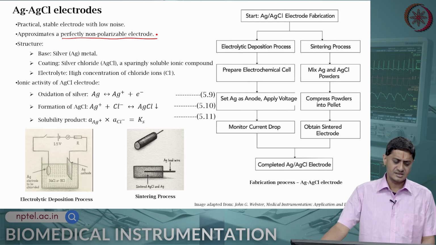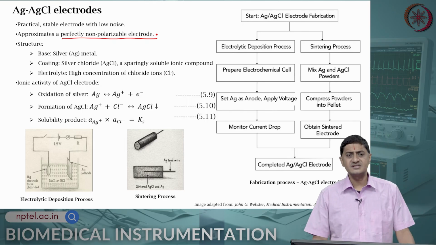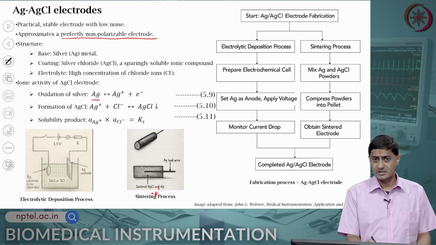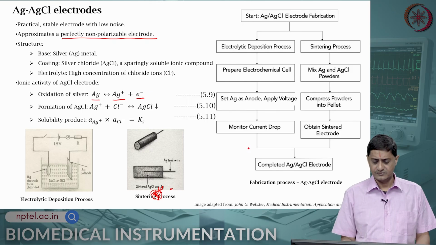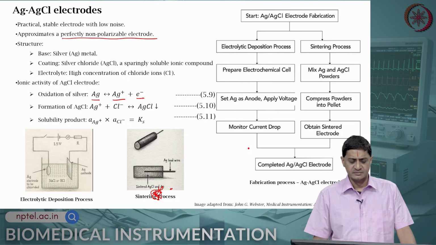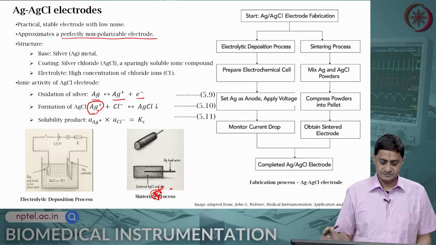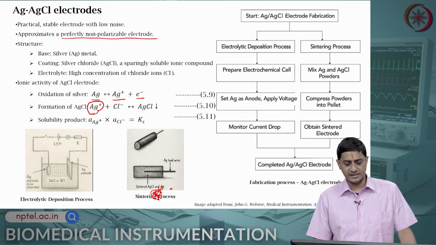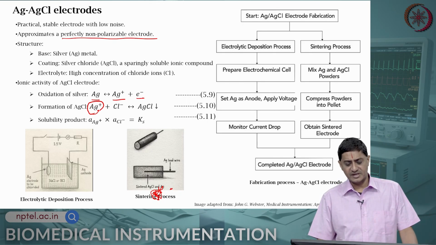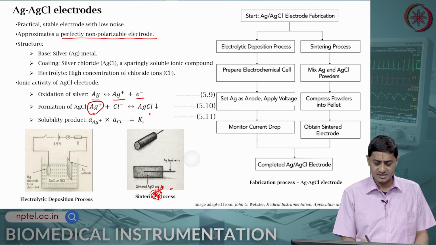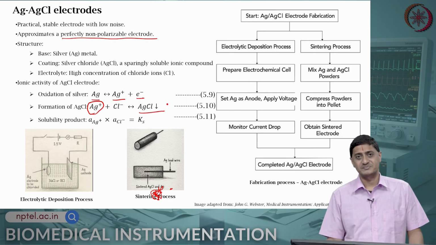So, what is the ionic activity of the silver chloride electrode? First, silver oxidizes, that is, silver becomes a silver cation and releases an electron. The other is that this silver cation combines with the chloride anion found in the electrolyte, releasing the silver chloride precipitate.